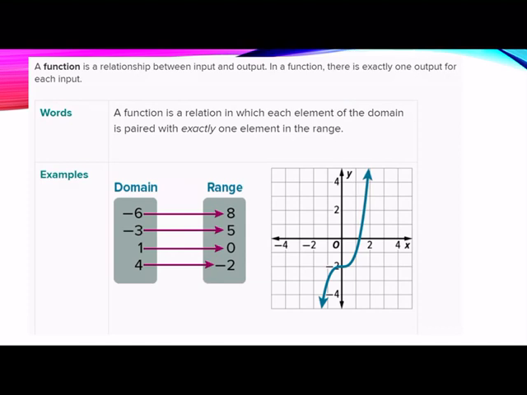A function is a relationship between input and output. So I put something in the equation or the function and I get something out. In a function, there is exactly one output for each input. So that means if I put in an x, I get a y out. I can't have two y's going to an x. As you can see in this mapping, every x value has a specific y value.